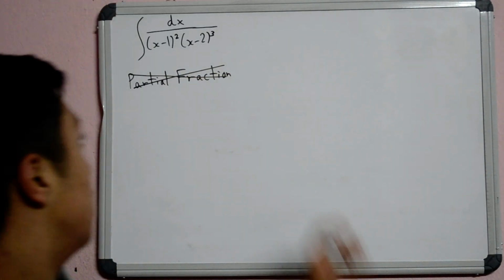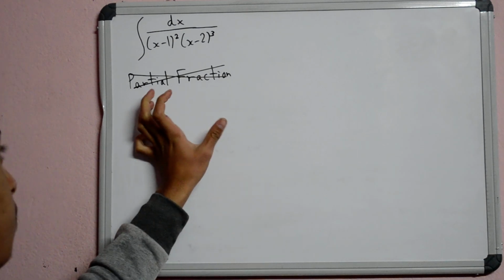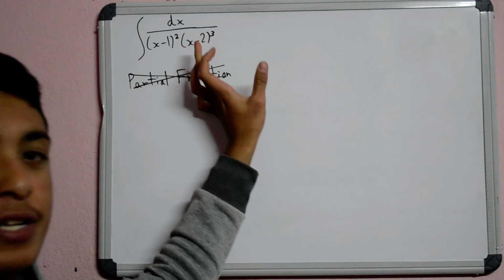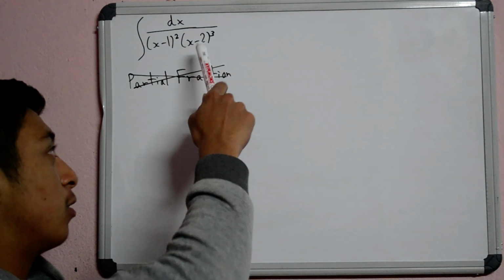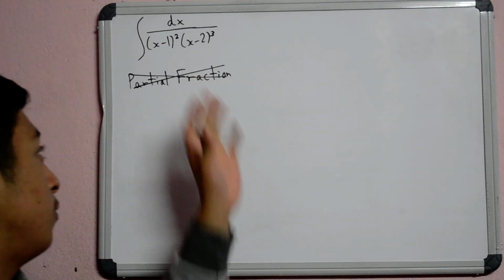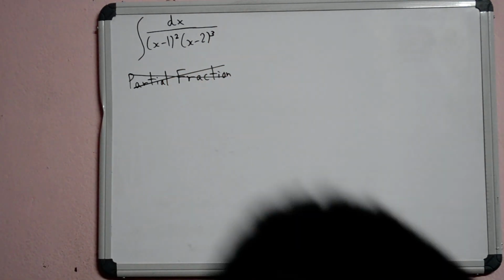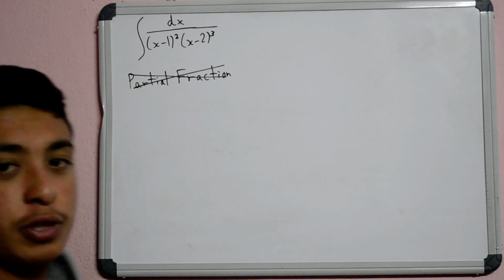Hello everyone, let's solve this integral right here. Now, we can't use the partial fraction method to solve this integral. This type of integral looks like a partial fraction kind of integral, but we're not allowed to use it here. So what we'll do is use the substitution method.